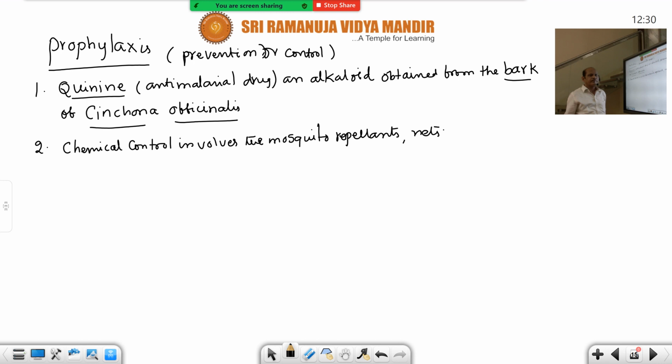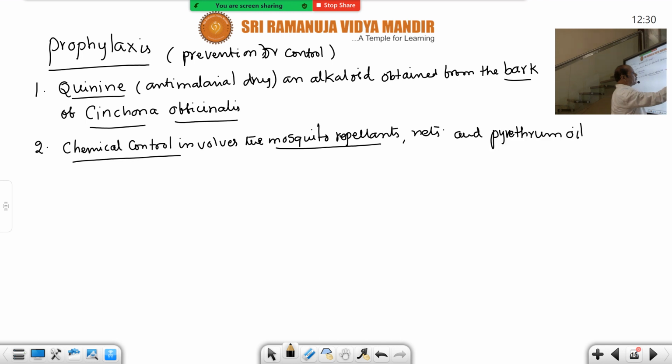We can protect ourselves from mosquito bites at least for those 2 to 3 hours. So chemical control involves mosquito repellents like Good Night, Jet, All Out, Odomos. So many are there, tortoise coils, all these. And you can use pyrethrum oil, which is a very important oil. Pyrethrum oil and kerosene can be sprayed on the breeding areas.